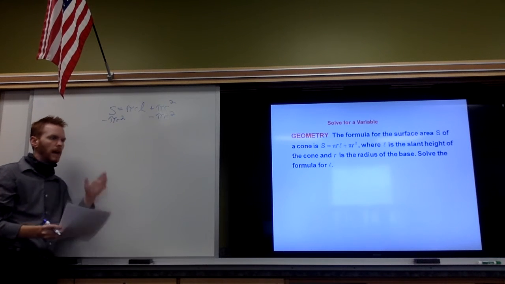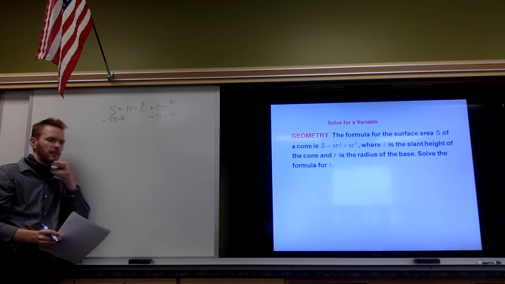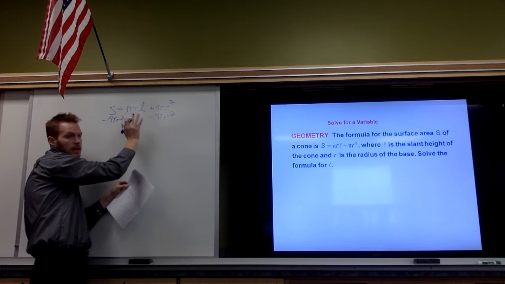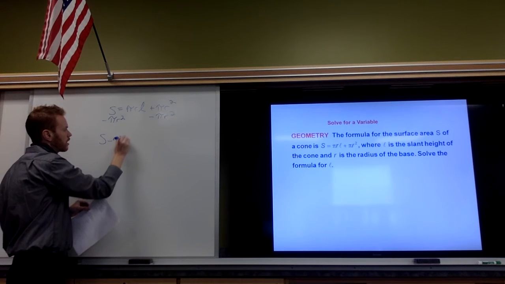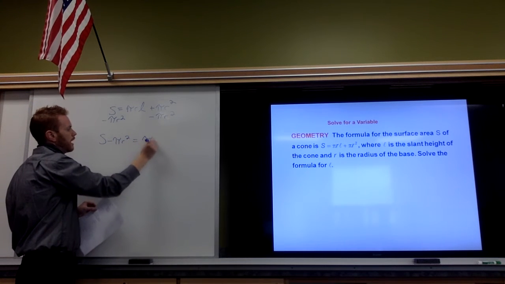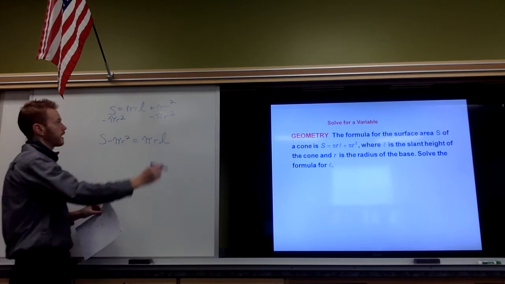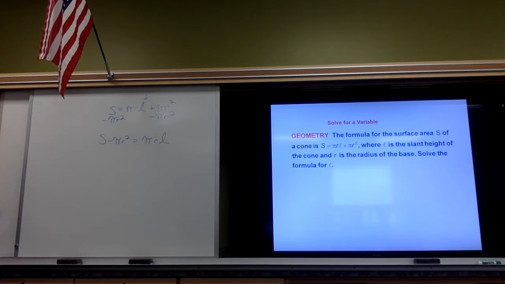So just remember, in your mind, you have to not think of it as like variables in a way. You have to think of it as, that's just a number that I need to get rid of. L, I want to stay where it's at right now. So surface area minus pi r squared equals pi, radius, and then the slant height. I'm trying to solve for L, right? That's the goal. I'm almost done.